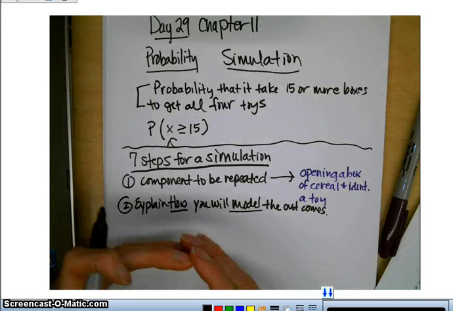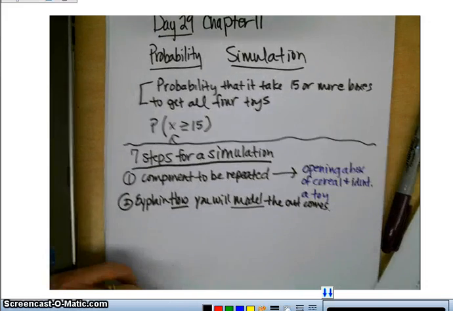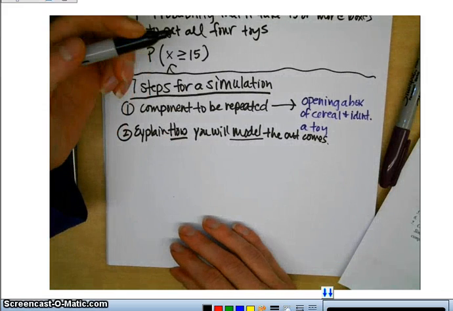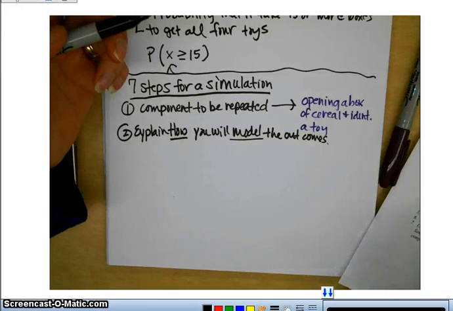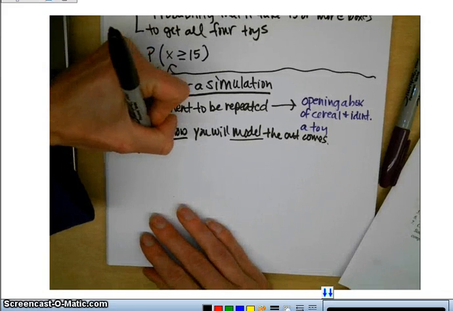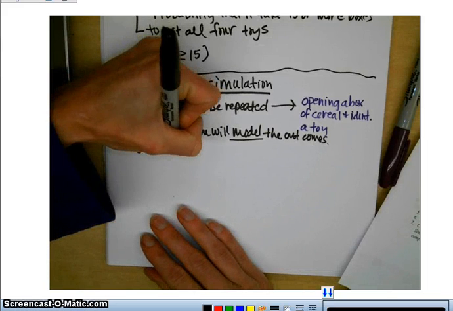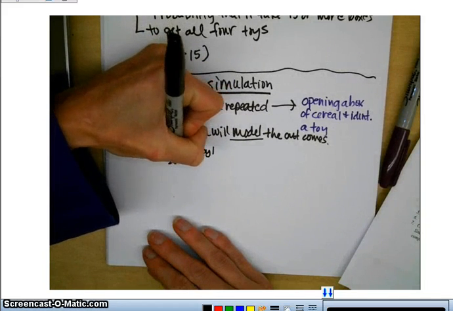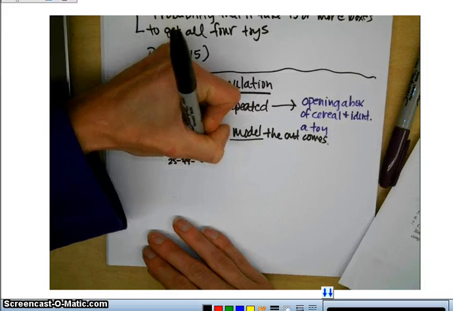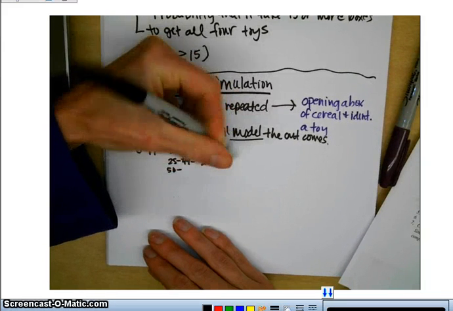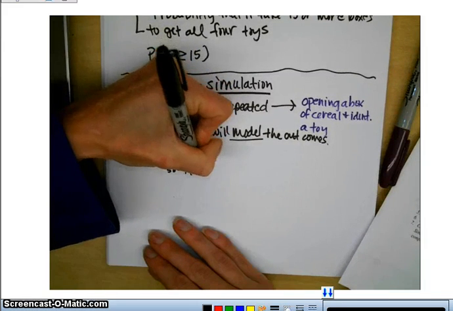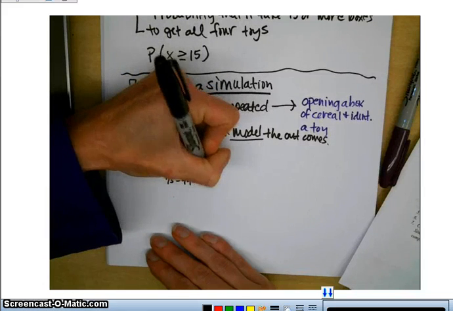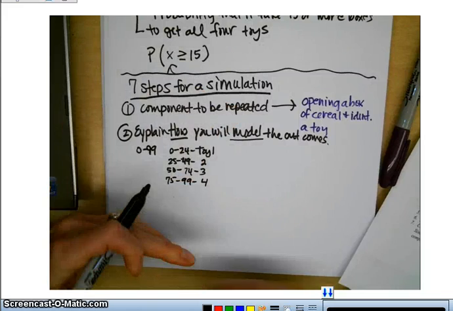Since I'm going to have a spinner with 4 equally likely outcomes, we could use a random number table. We can use numbers 0 through 99. 0 to 24 represents toy 1. 25 to 49 represents toy 2. 50 to 74 represents toy 3. And 75 to 99 represents toy 4. And you could look those up on a random digit table.